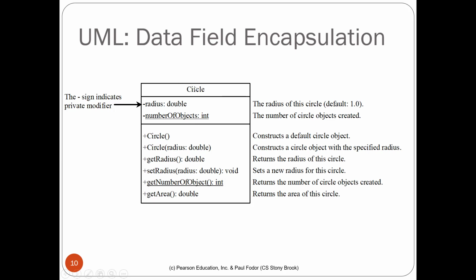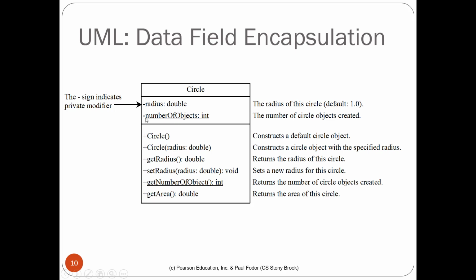So circle, the name of your class. Radius is private, so you're making that a minus. Its type was double. Number of objects has to be private again, so we will put a minus sign there. It is of type integer. So please learn these rules. You might be asked to create a UML in an exam or maybe in your interviews. You might be given a UML and you need to implement that. This will only happen when you understand these UMLs really well.